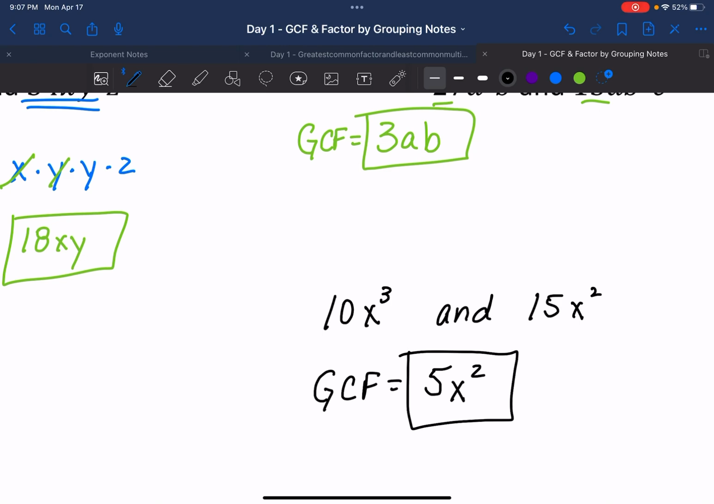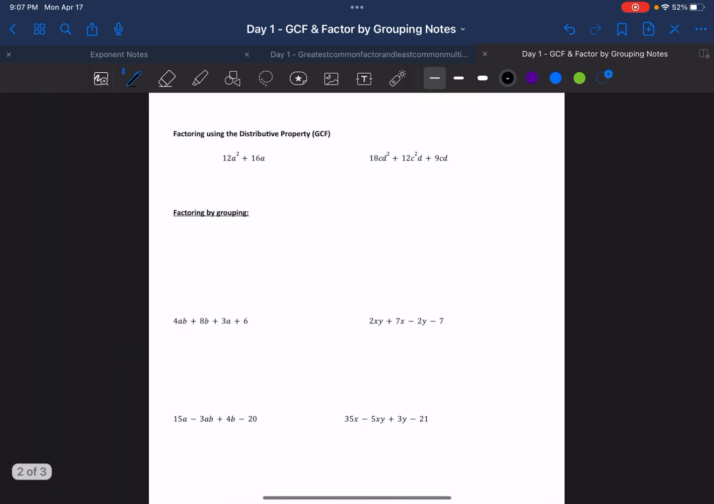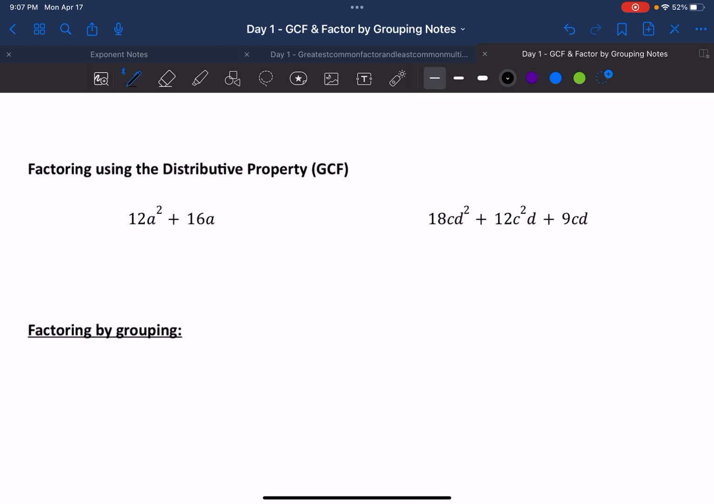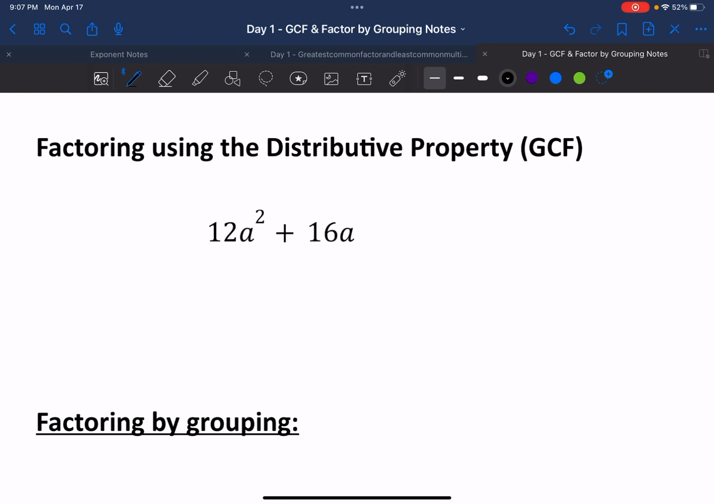Okay, let's look at the distributive property. So look on the back of this sheet, and then we'll stop there. All right, so it looks tricky, right? We've added a plus sign. But all we're doing now is we're looking for a greatest common factor between 12a squared and 16a. Well, if I look at my table, I'm going to see the number 4. The number 4 is my greatest common factor.